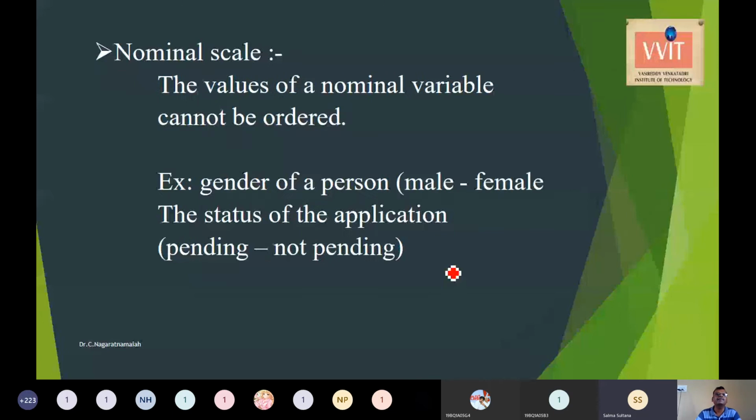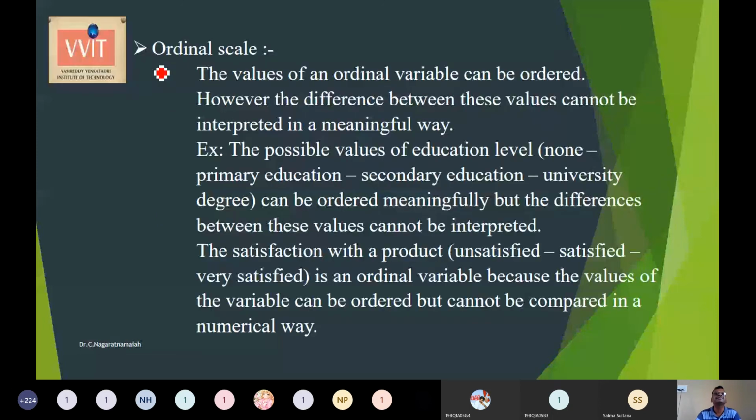This is the nominal variable that we have to define: male, female, and status of an application equal to pending, not pending. Then we move into the ordinal scale or ordinal variable. The values of an ordinal variable can be ordered.